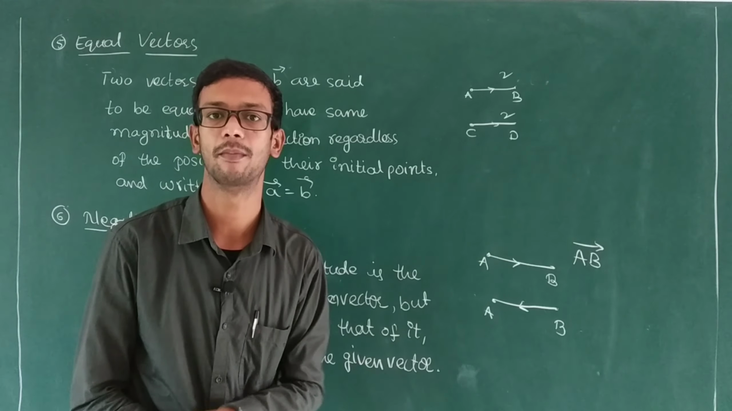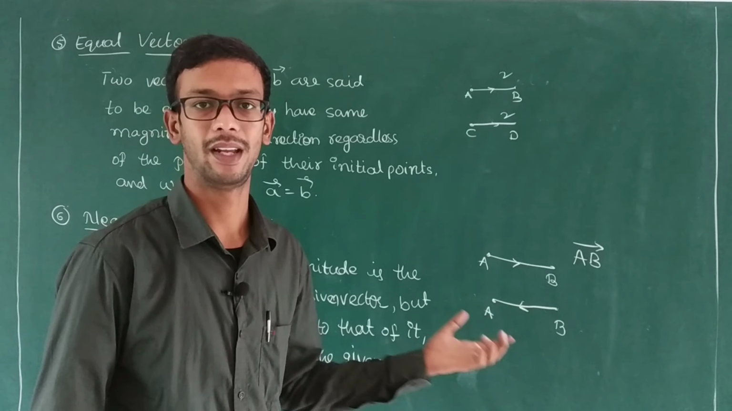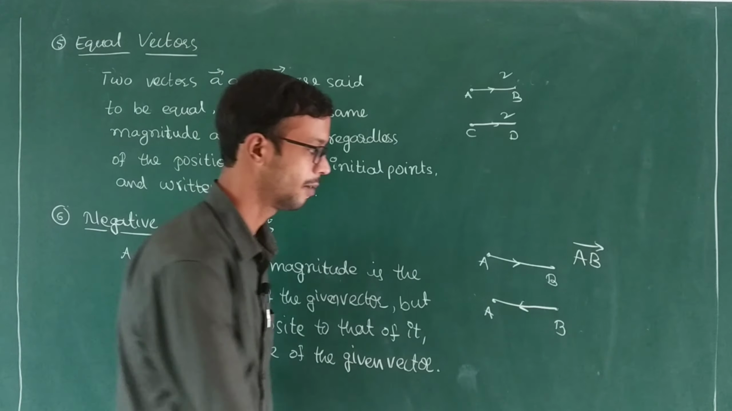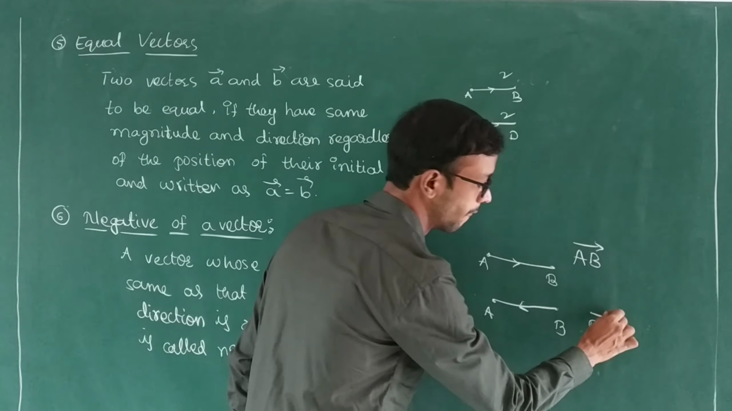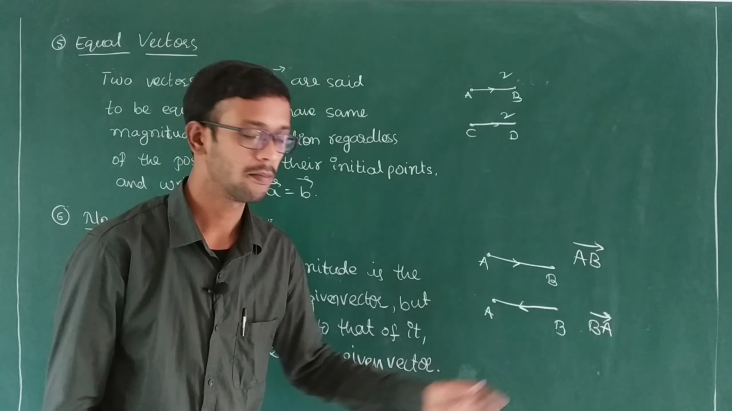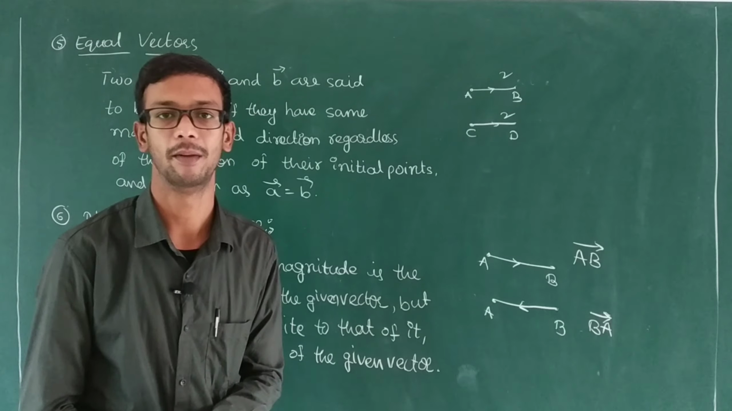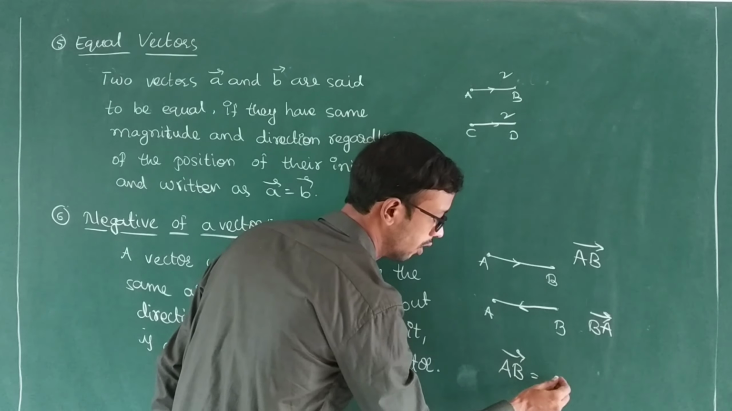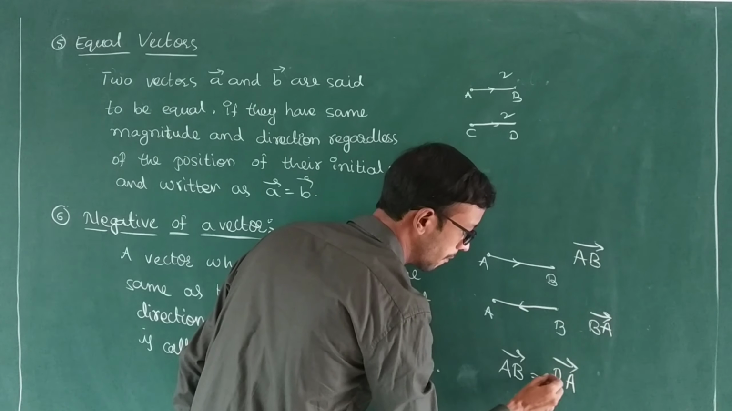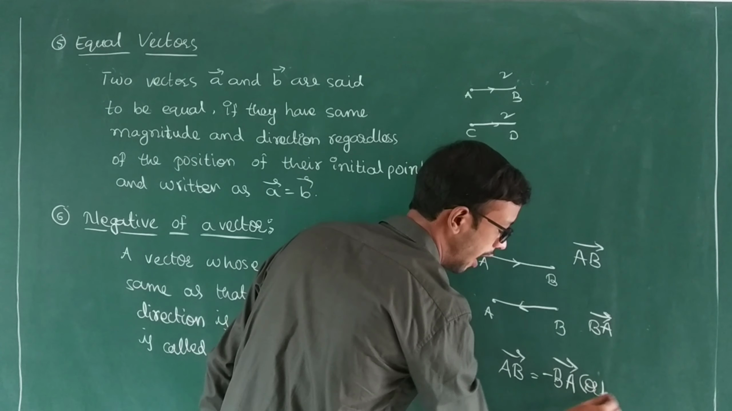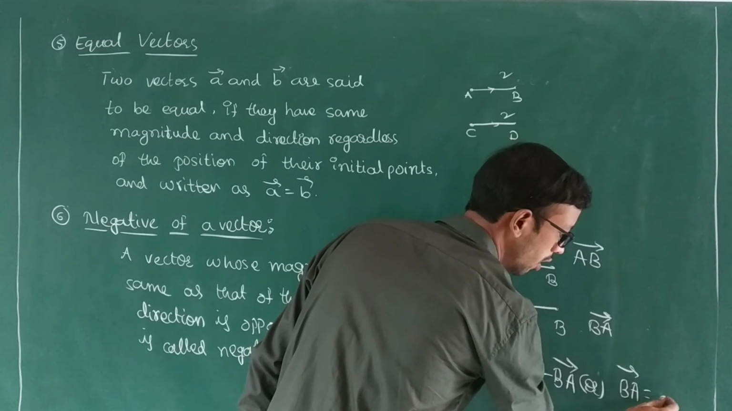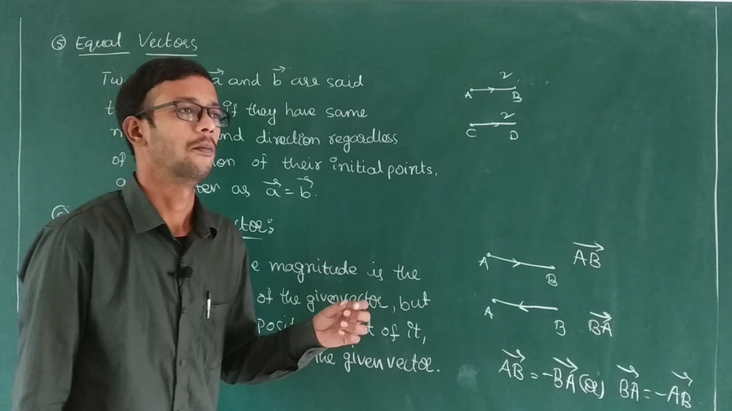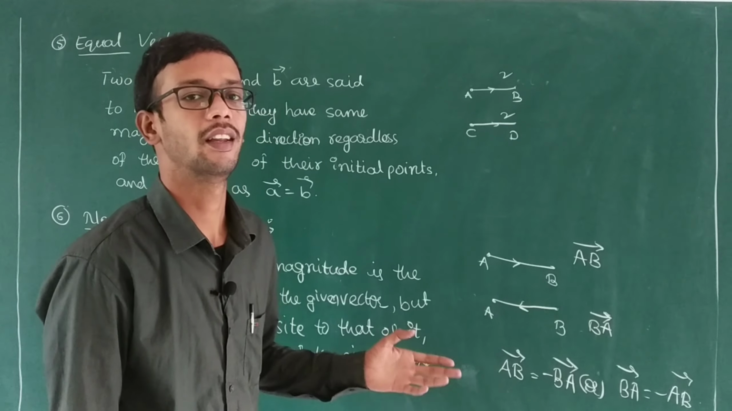Given vector is AB bar. I am taking the given vector as AB bar, and the magnitude is the same, but the direction is different. That is nothing but BA bar. So this BA bar is called the negative of AB bar. So AB bar is equal to minus BA bar, or BA bar is equal to negative of AB bar. Here the magnitude is the same but the direction is different.